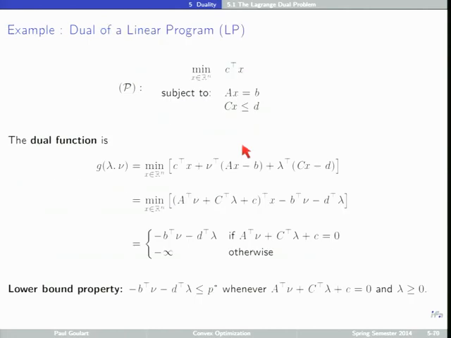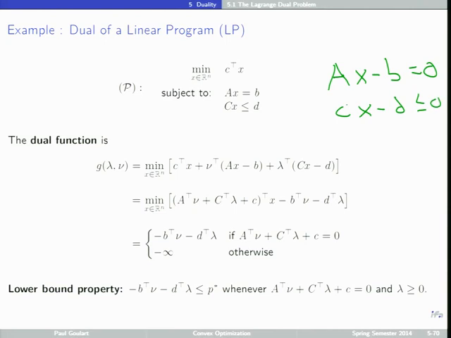Okay, so here's an example. This is a linear program, and I have an equality. I have a linear objective. I have an equality constraint, and I have an inequality. And remember that I should write these as Ax minus b equal to 0, Cx minus d less than 0. I should think of them in those terms.